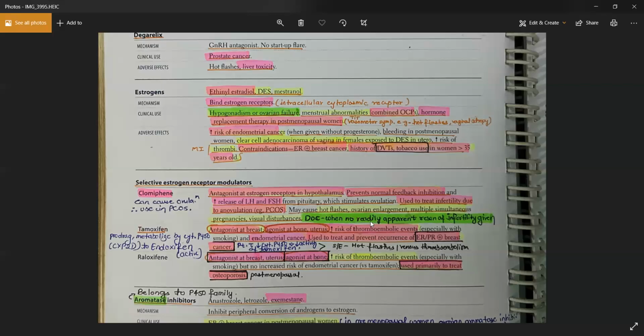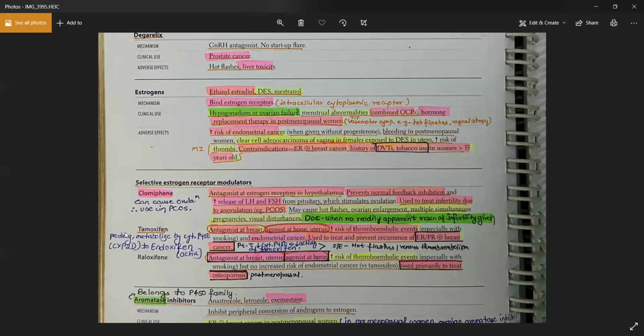When no reason for the infertility is given, you will always give the patient clomiphene, okay? Again, the patient can have hot flashes and ovarian enlargement because of hyperplasia. Multiple simultaneous pregnancies can also happen because of multiple ovulations, and visual disturbances can also happen, okay?